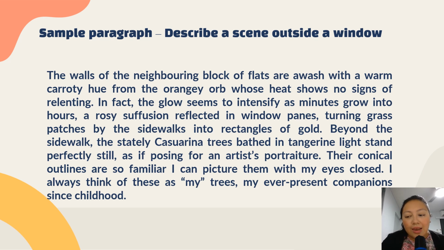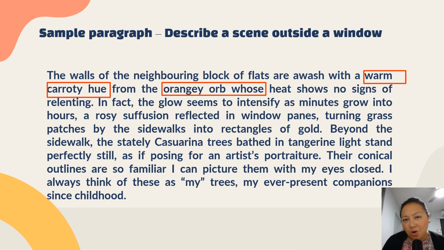Now, let's zero in on the descriptive elements here. I will circle them in red. I will box them up in red. Warm carroty hue. So instead of saying orange or red, I elaborate some more. Warm carroty hue. Orange orb. Okay, what is this orange orb? Yes, it's the sun.